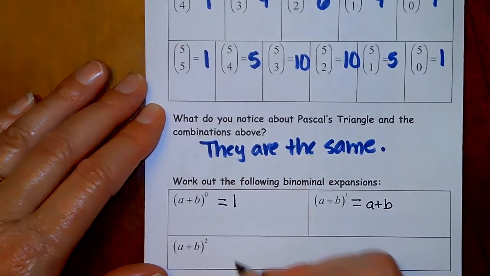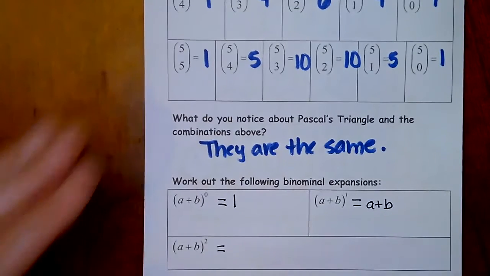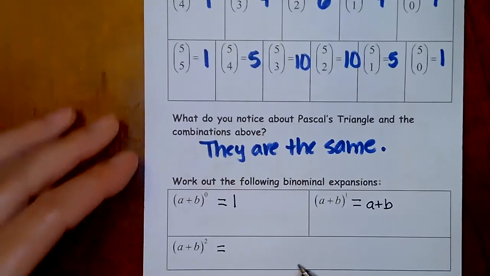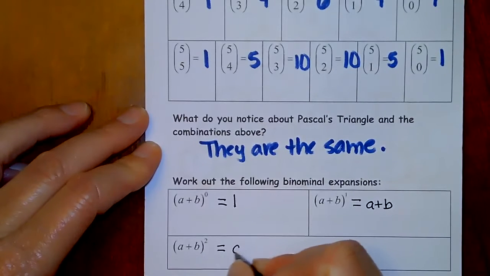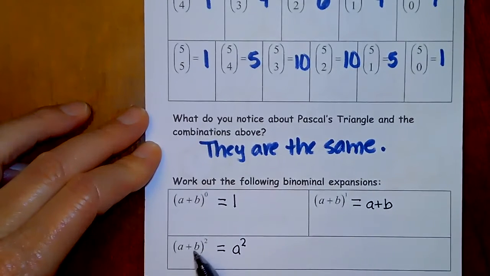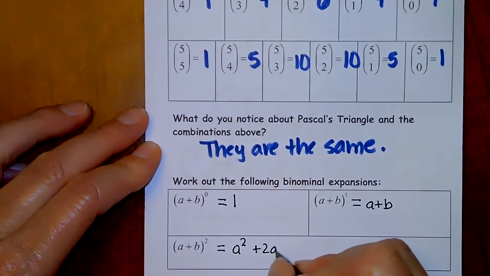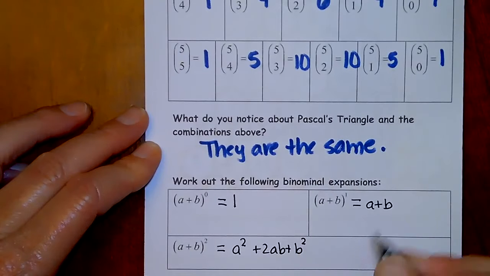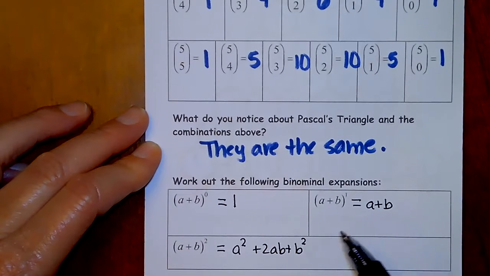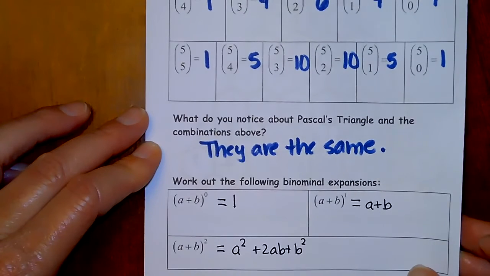Now, a plus b squared is a perfect square trinomial. And if you remember your formula for perfect square trinomial, you take your first one, square it, a squared. You multiply these together and double it. So that gives you 2ab. And you square the last term, b squared. So I have a 1, I have an a plus b, I have an a squared plus 2ab plus b squared. So now I'm going to flip the page.